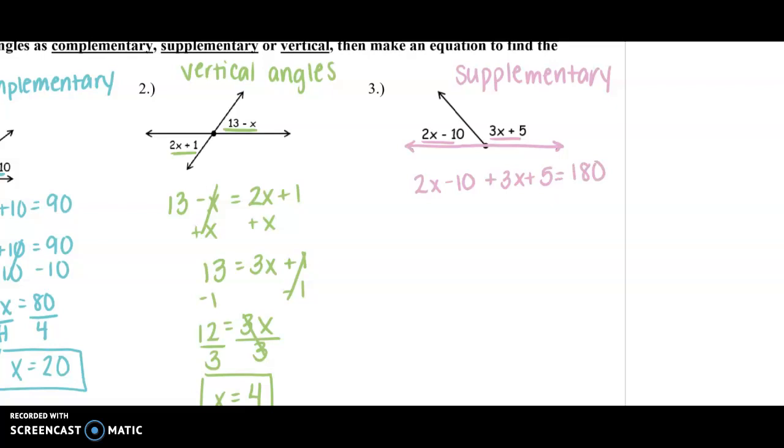So I can combine like terms. 2x and 3x is 5x. Negative 10 and 5 is negative 5. That's equal to 180. I can go ahead, add 5 to both sides. So then I have 5x is equal to 185. Go ahead and divide both sides by 5. So x would be equal to 37 for this problem.